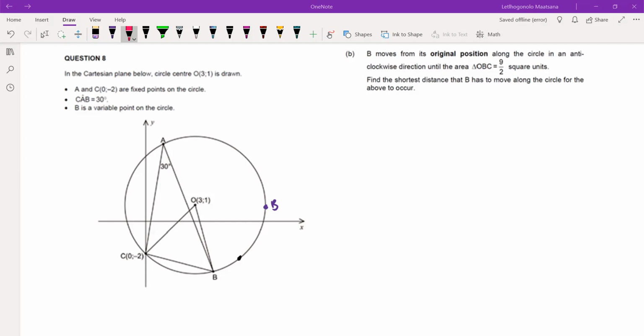So here is our B. Let's remove this. Here is our B, and we are moving in anti-clockwise so that our area of OBC is equal to that. So let's assume that B prime exists somewhere here, and we will then draw out our triangle.